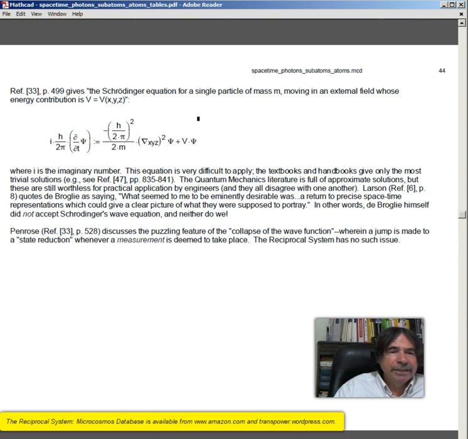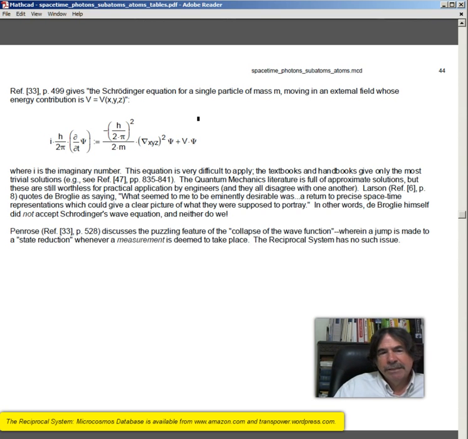Larson, reference 6, page 8, quotes de Broglie as saying, what seemed to me to be eminently desirable was a return to precise space-time representations which could give a clear picture of what they were supposed to portray. In other words, de Broglie himself did not accept Schrödinger's wave equation, and neither do we.